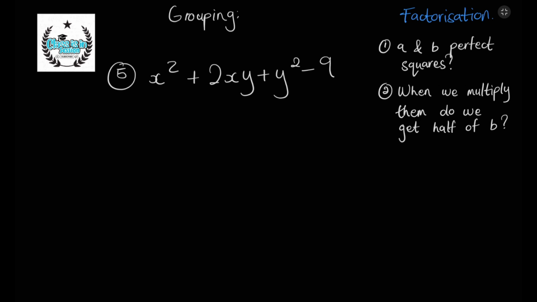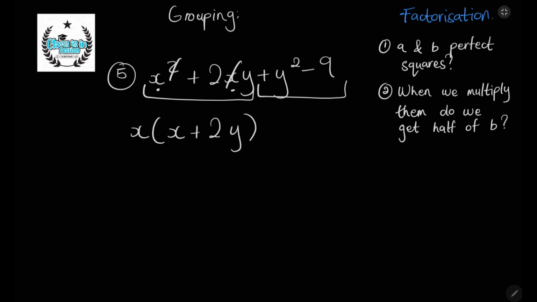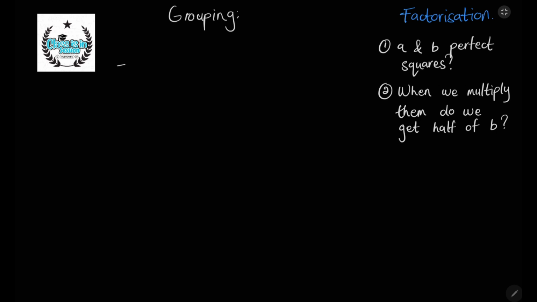Let's try to factor the first two terms. For the first two terms, we have x squared and x. We can take out an x. We're left with x squared divided by x, which is just x, plus 2. X divided by x, we're left with the y. For the last two terms, we have y squared minus 9. We can't really take out a common factor from y squared minus 9, so this method doesn't work. It was x squared plus 2xy plus y squared minus 9.